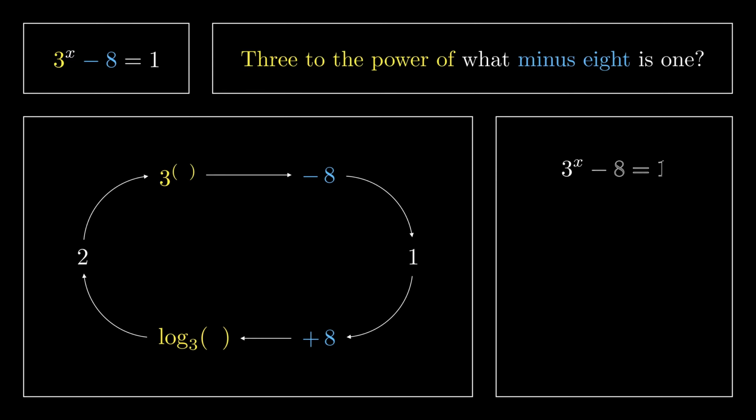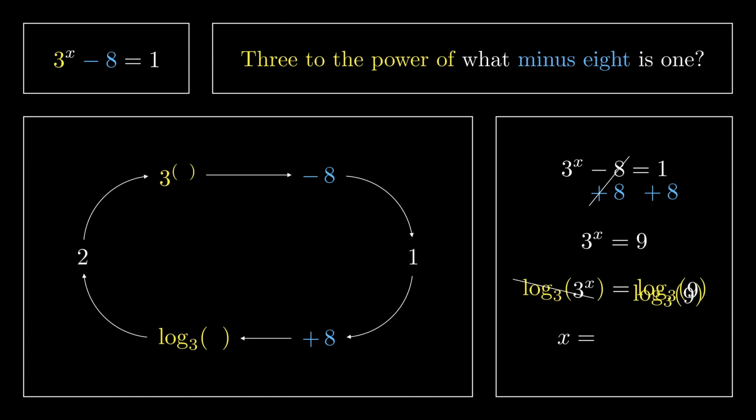Here's how you would write this out. So here's your equation. You start by adding 8 to both sides, cancel out the 8's on the left, bring everything down, evaluate. Good. At this point, you are going to take the logarithm base 3 of both sides. The log base 3 will cancel out with the exponential base 3. Bring everything else down, evaluate log base 3 of 9, which is 2. And that's the answer.